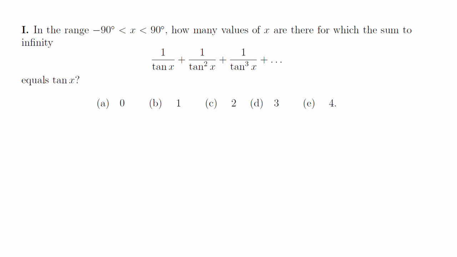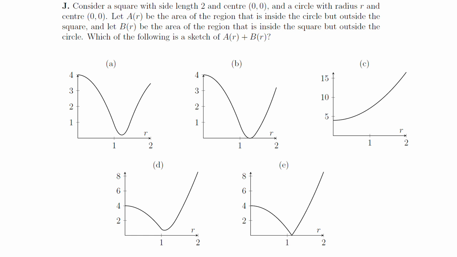If we do that, then we get one remaining value of tan x, so the answer is B. 1j. When r is very small, a is 0 and b is 4 minus pi r squared. That rules out option C. On the other hand, when r is very big, a is pi r squared minus 4 and b is 0, and that rules out option A.